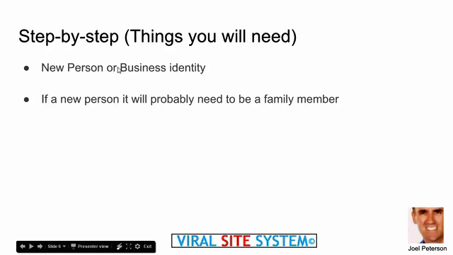I'm going to recommend that you use a business identity because when you start making a lot of money with Google, especially if you're in the US, you're probably going to have to pay some taxes. And if you set it up right, then you talk to your tax guy and you can minimize the amount of taxes you have to pay. If you're doing a new person, if you don't want to go the route of the business identity, it's got to be a real person, probably going to need to be a family member, and you're going to be accessing their account, their Gmail account.